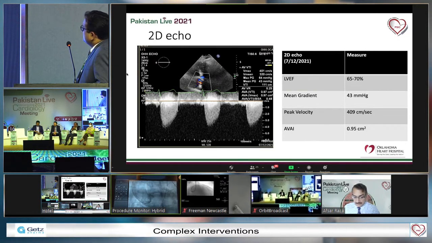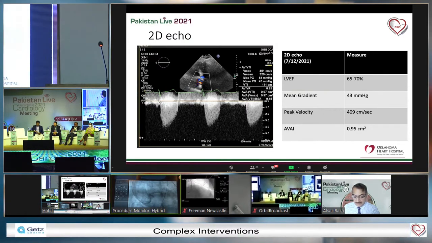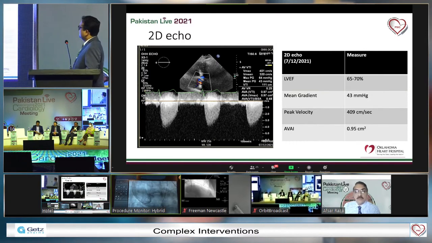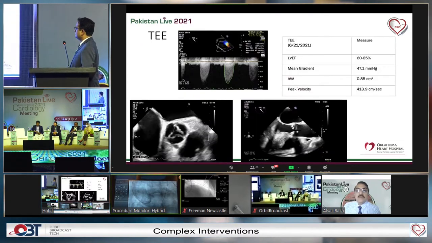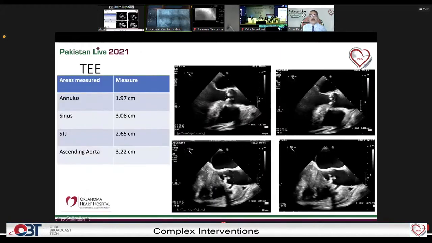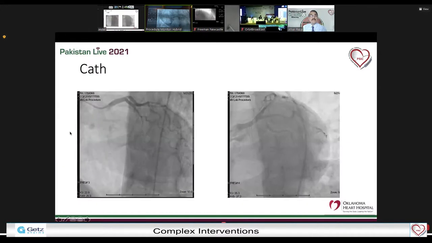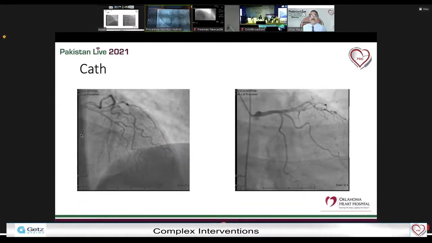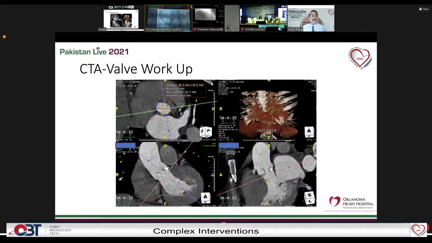And then you can see right there is the aortic valve. These are the TE measurements, so all these patients will get TEs. And so we look at the measurements from there, and the sinuses are 3, annulus is about 2. This is the cath pictures, non-obstructive coronary artery disease, like I said. And so these are the CTA workups. So here is the valve, and the measurement is 26 by 20, and those are the minimum and maximum diameters. And the perimeter is 74.5, and I'll show you that a little bit more. So this is the annulus, which is quite a decent size, 28, 28, 27.